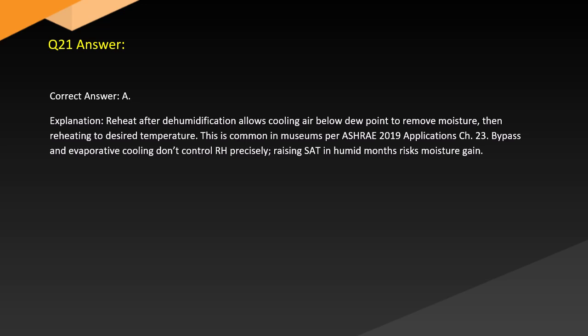Answer. Correct answer: A. Explanation. Reheat after dehumidification allows cooling air below dew point to remove moisture, then reheating to the desired temperature. This is common in museums per ASHRAE 2019 Applications, Chapter 23. Bypass and evaporative cooling don't control RH precisely. Raising SAT in humid months risks moisture gain.